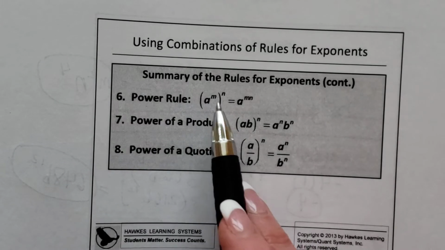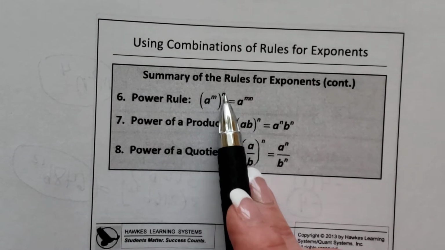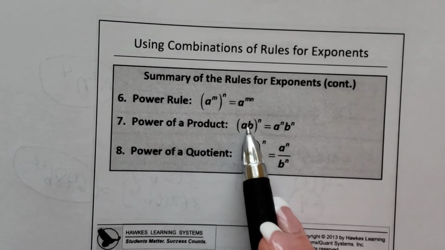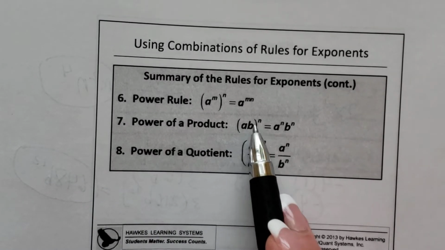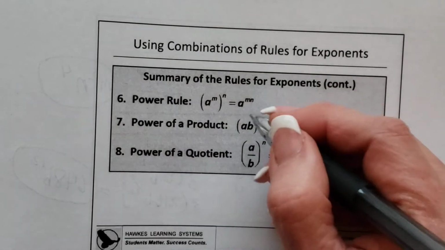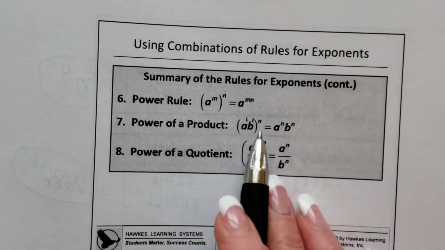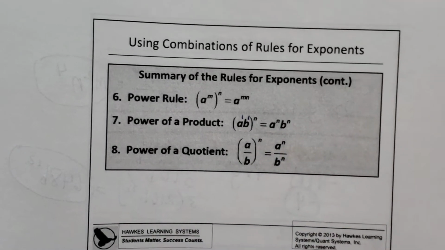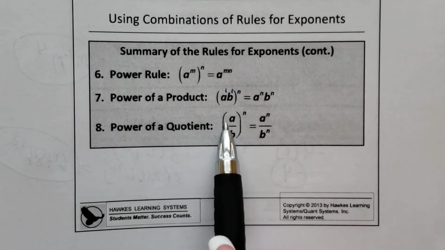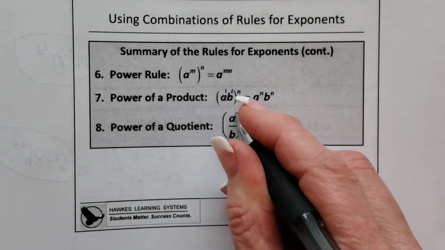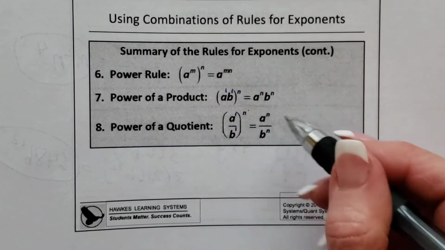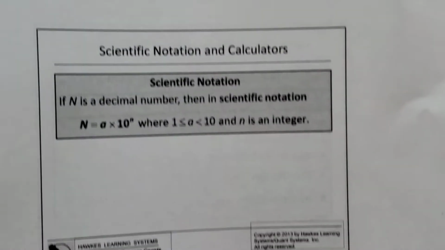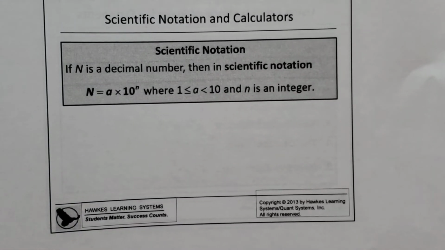Our next rule was a power raised to a power. When you have that, you multiply the exponents. When you have different numbers and variables together in the parentheses and it's raised to an exponent, make sure you multiply every single exponent by the outside exponent. So a to the n times b to the n. And then finally, if it's a quotient, you still are multiplying every exponent times what's outside, and you're going to get something like that.